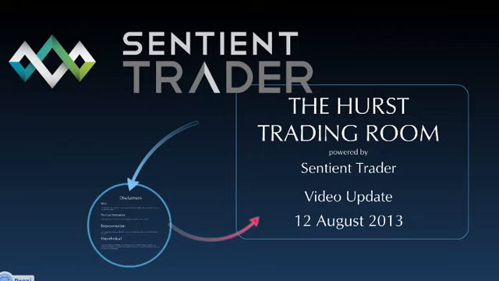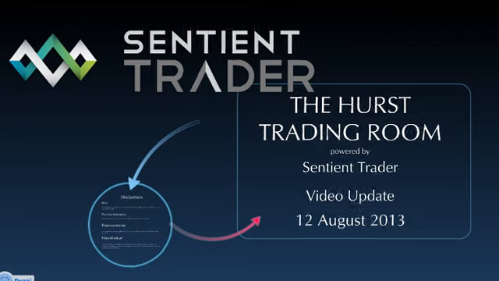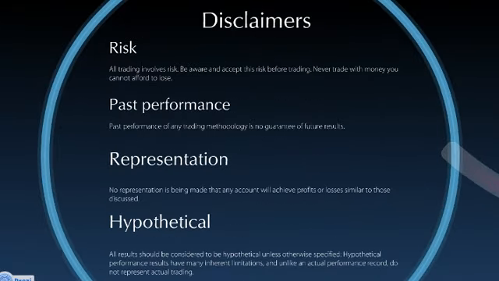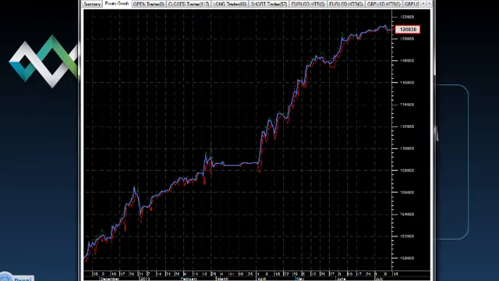And so, as always, because we are discussing trading, it is very important that you read and make sure that you have understood these disclaimers, particularly the hypothetical disclaimer, because, of course, all the trading that I will be speaking about is hypothetical trading that we took in the markets that were discussed in the Hurst Trading Room. Well, let's get straight to it.